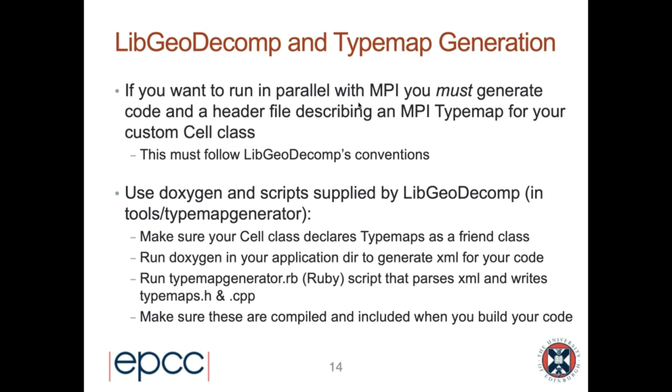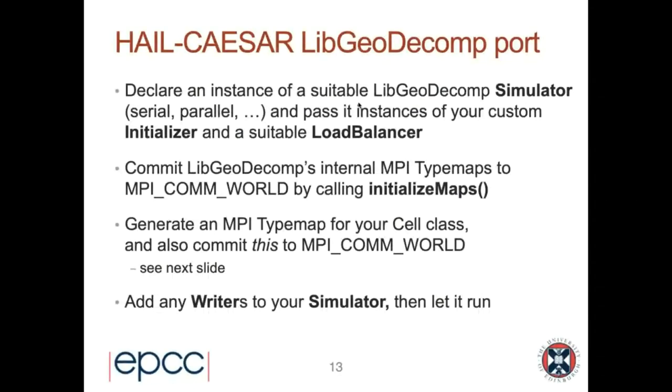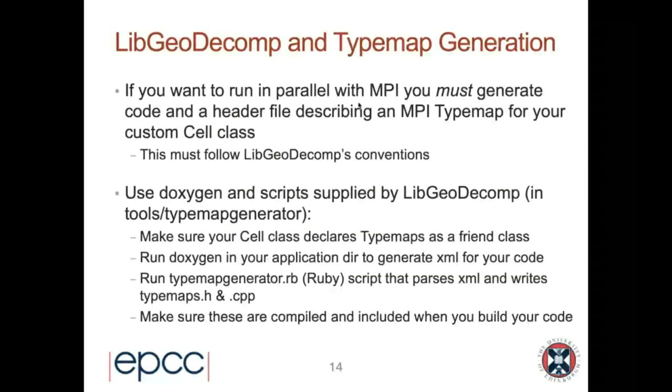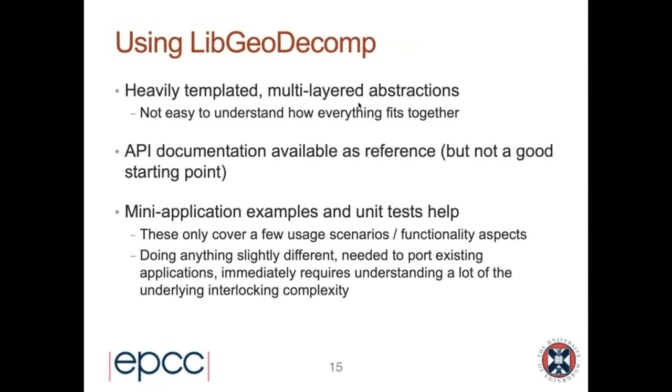What it will do is seek out occurrences of classes that declare themselves as being friends for type maps, and then next you run a Ruby script that's included with LibGeoDecomp called type map generator, which parses the XML and writes out the source code and header files typemaps.h and typemaps.cpp, which follow the LibGeoDecomp internal conventions. You then need to make sure that these are included and compiled when you finally build your code, and that you do indeed, as I mentioned on the slide before, make the call to initialize those maps, causing them to be committed to the runtime's MPI comm world as well. So if you've done that, it should work, and it does work.